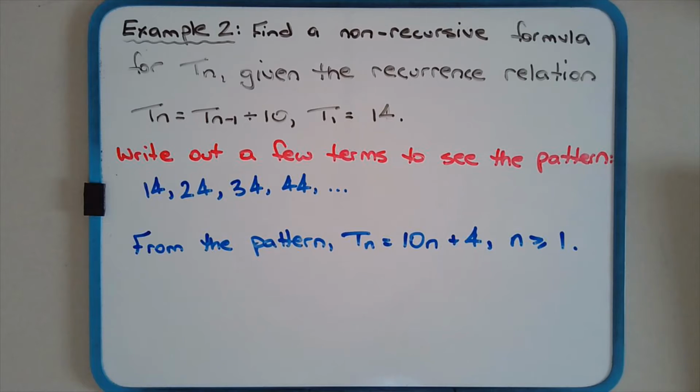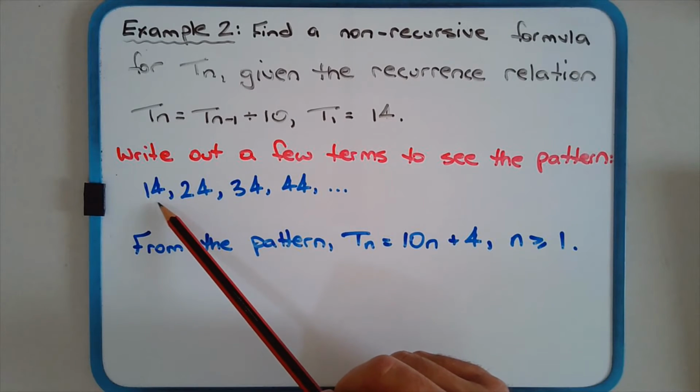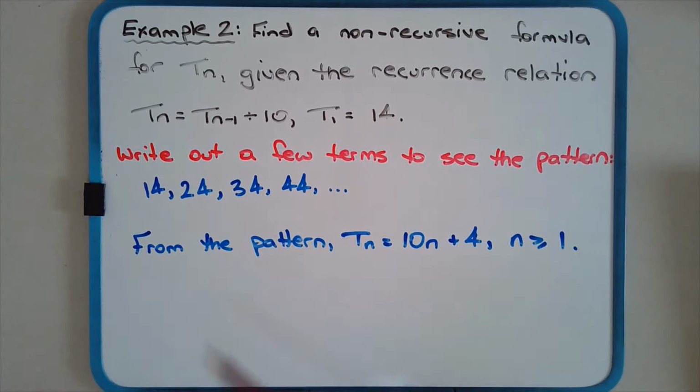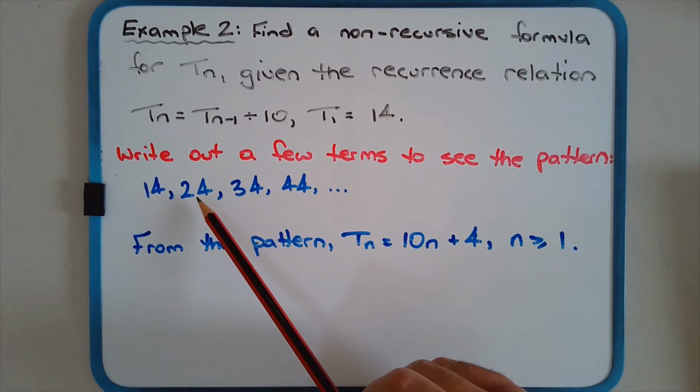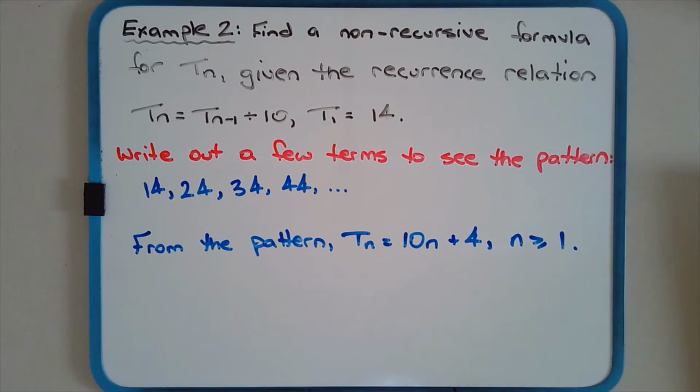Example 2. Find a non-recursive formula for Tn given the recurrence relation Tn equals Tn minus 1 plus 10, where T1 is equal to 14. So the strategy here is to write out a few terms, usually 4 or 5, to see the pattern. So T1 is equal to 14, so that represents our first term, and we get the subsequent terms by adding 10 to the previous term. So adding 10 to 14, we get 24, adding 10 to 24, we get 34, 44, and so on.